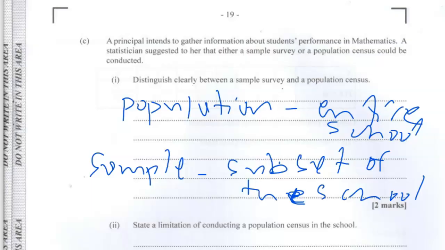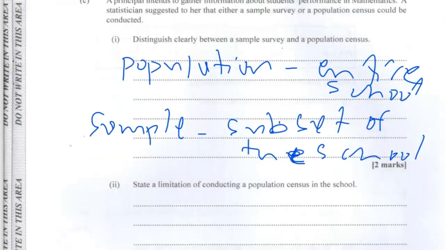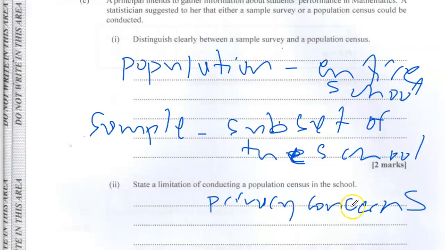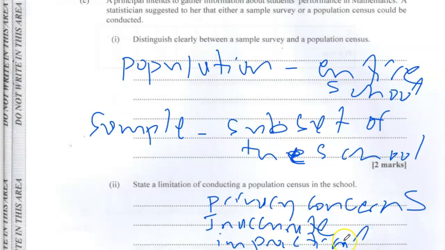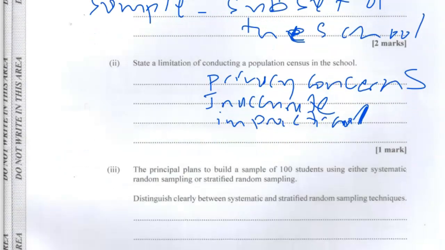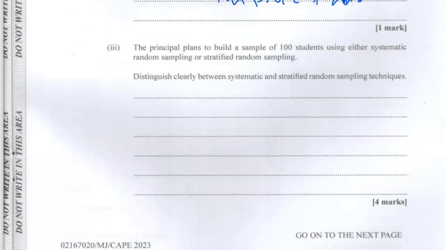State a limitation of conducting a population census. So, I mean, there are many. One limitation, there could be privacy concerns. Maybe students don't want to answer certain questions they might deem too personal. So, of course, students may put inaccurate information. And then it is probably just impractical based on the amount, so maybe there will be time constraints, time limit, and so on. Many examples of limitations, alright, or disadvantages.